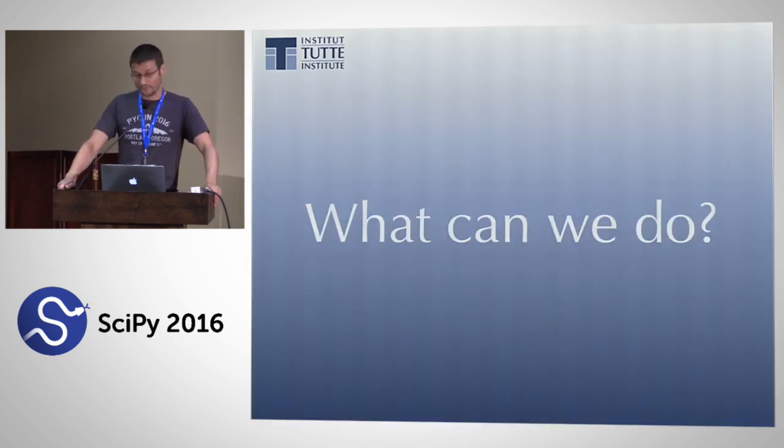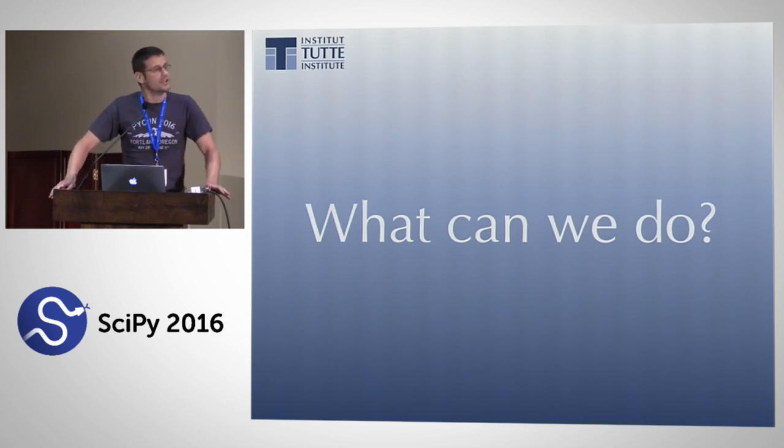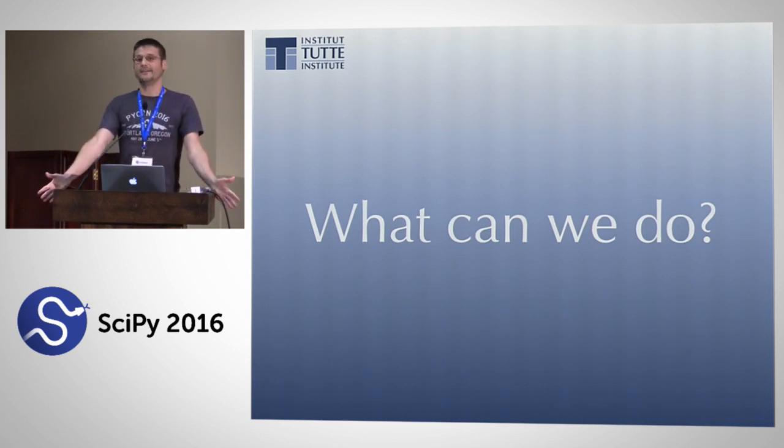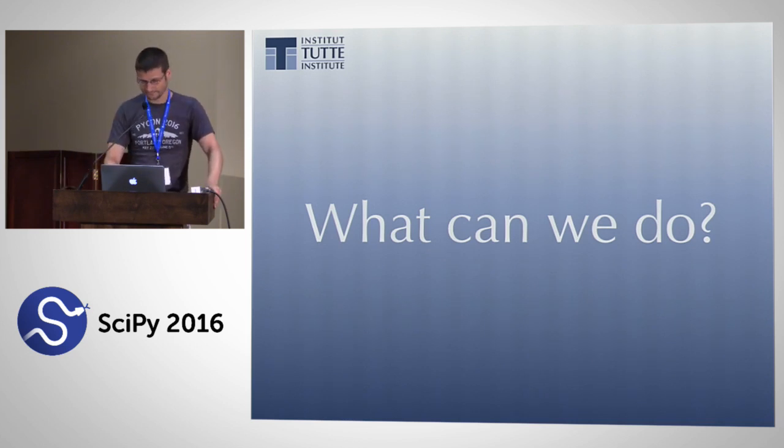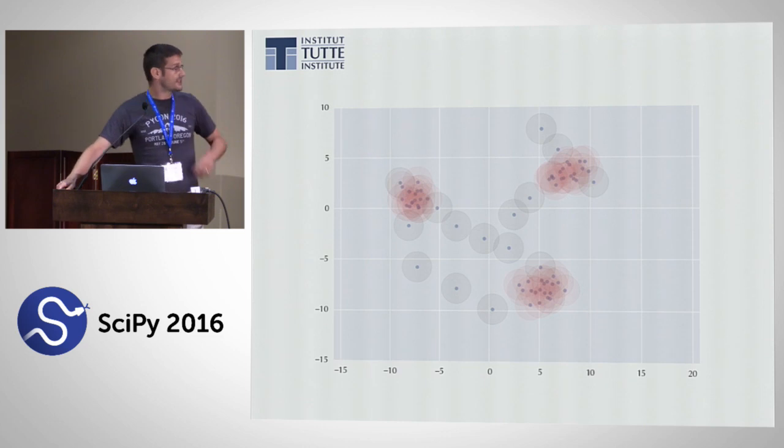Not for real data. So when you have a theoretically good idea, but you can't really compute it, you should start asking, well, what can I compute? What can I actually do? So the first step is to locally approximate the density rather than trying to compute it everywhere. So what does HDBSCAN do?